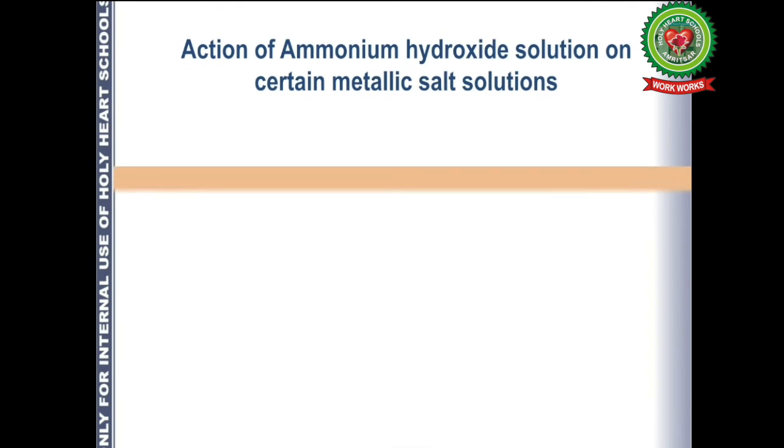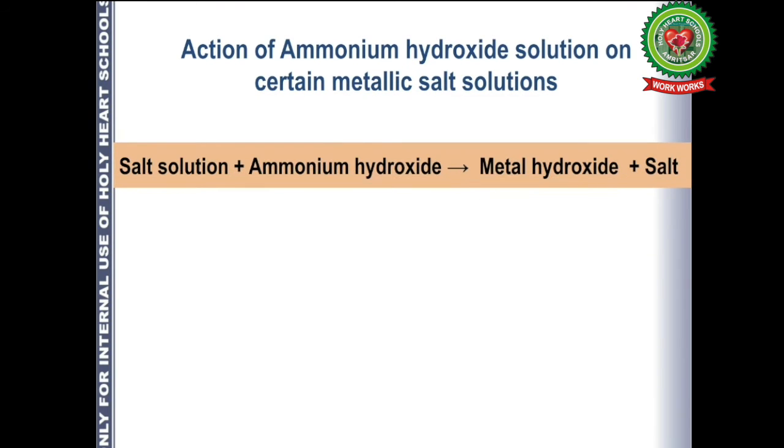So in this, we will be taking a salt solution, any salt we can take, like FeSO4, that is ferrous sulfate, ferric chloride, zinc sulphate, etc. We need to dissolve that salt into water and make it a solution. Then we will add ammonium hydroxide to the salt solution, and what we'll get is metal hydroxides will precipitate and a salt will form.